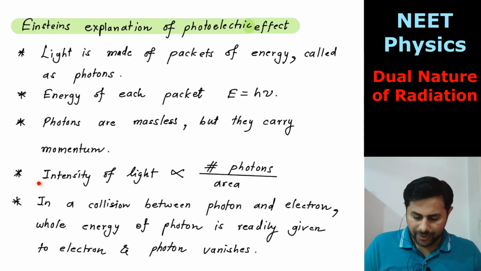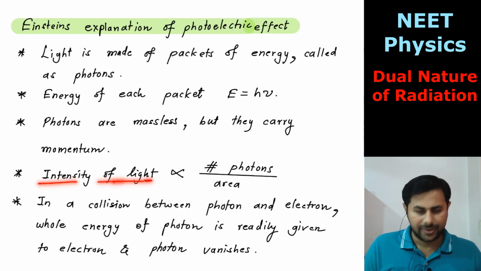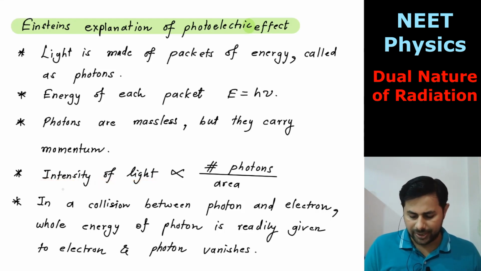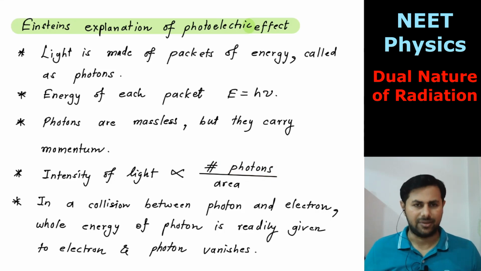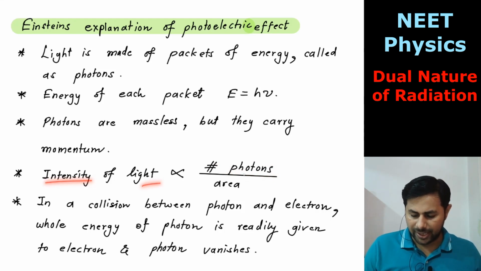Then, intensity of light. This is an important concept: the intensity of light is directly proportional to the number of photons striking per unit area. So we'll see that intensity of light is directly proportional to what?